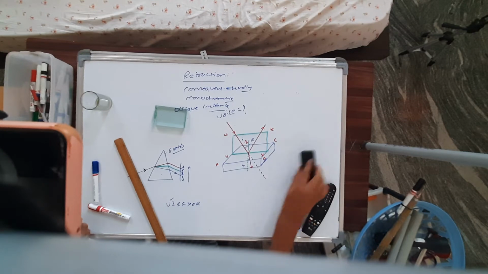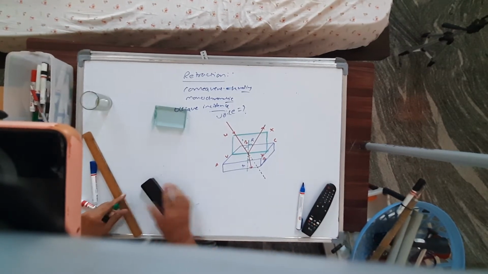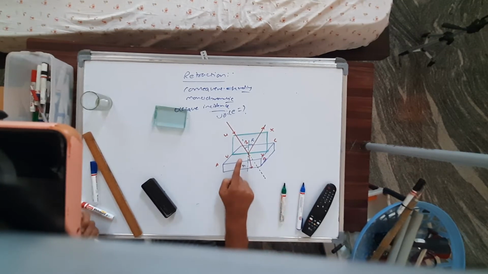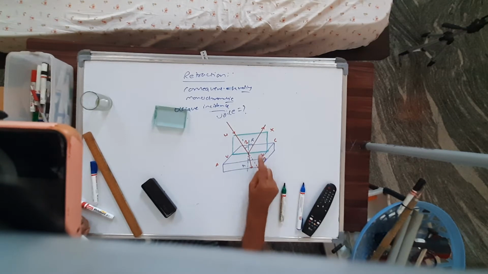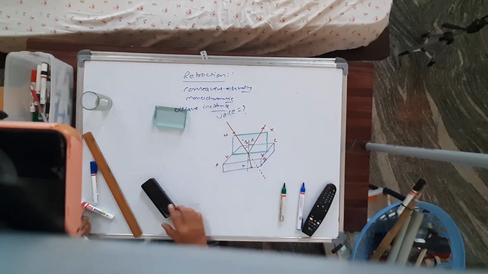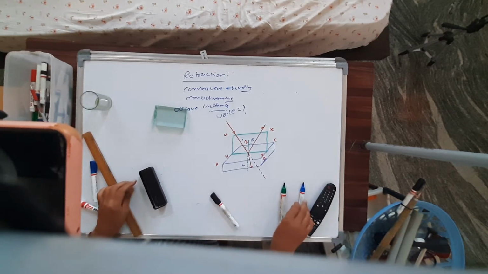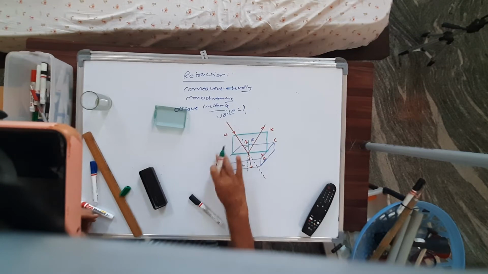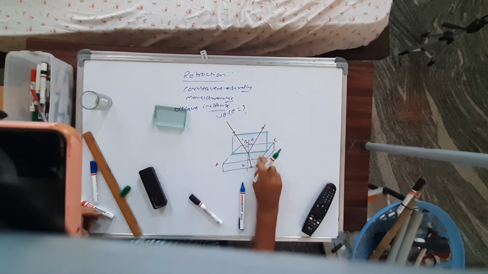So I repeat, the phenomenon of change in the speed of light and the consequent bending of a monochromatic ray of light at the surface joining the two media for oblique incidence is called refraction. So that is a perfect definition. Now we have to study the laws of refraction. Here is an explanation, just observe.